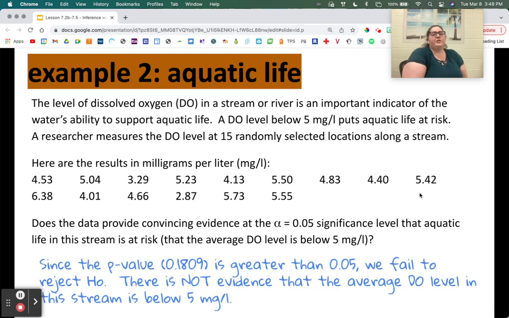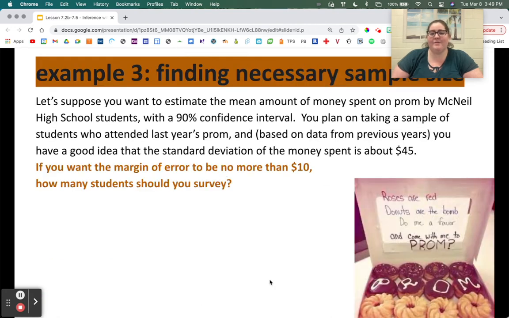So now we write a conclusion, just like we always have. Same rules apply. Since our p-value 0.1809 is greater than the alpha of 0.05, we fail to reject the null hypothesis, which means there is not evidence of our alternate. There's not evidence that the average dissolved oxygen level in the stream is below 5 milligrams per liter. So we do not have evidence that aquatic life is at risk, according to our data. So that is how we do it when we actually have data.